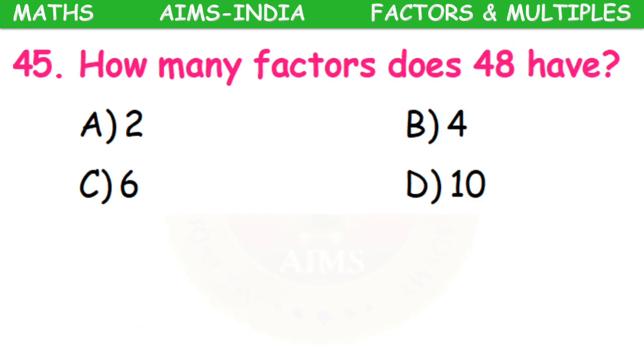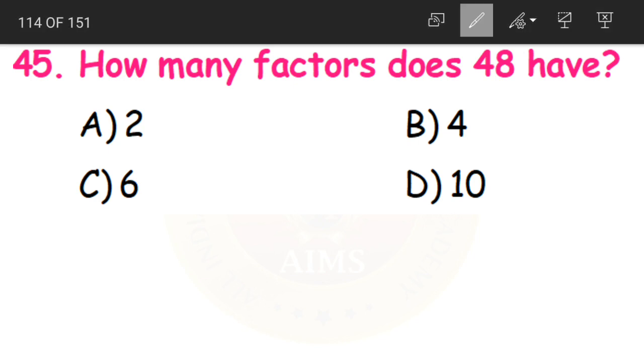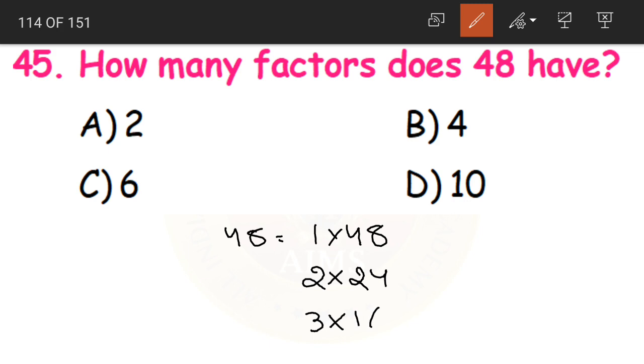Next question. How many factors does 48 have? See, 48 can be written as 1 into 48. And then it goes in 2 table as 2 into 24. Then in 3 table we have 3 into 16, in 4 table we have 4 into 12, which is 48.